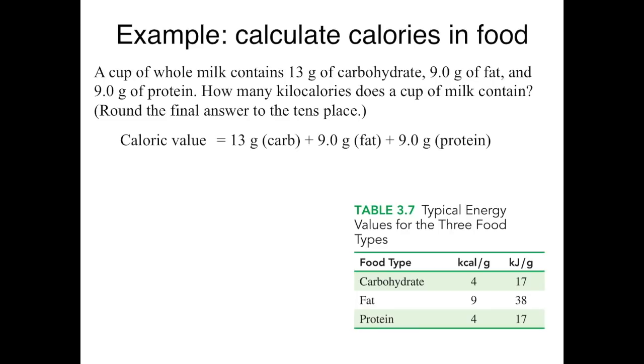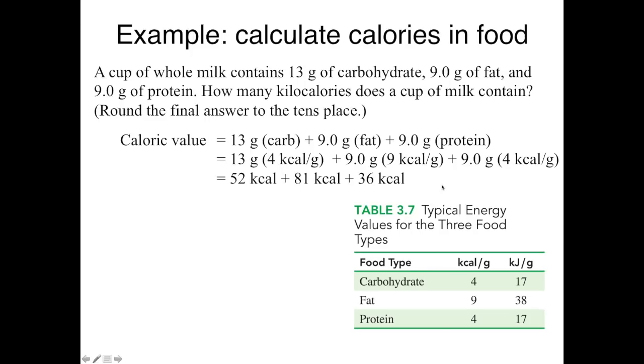So again, I first write my equation of summing up each of the individual macromolecules, carbs, fat, and protein: 13 of carb, 9 of fat, 9 of protein. Plugging in the energy values. Remember that carb is 4 kcal per gram, fat is 9 kcal per gram, and protein is 4 kcal per gram. When you multiply this out, the grams and grams cancel, giving you units of kcal for all three numbers. Then simply sum those numbers up. It says to round your final answer to the tens place, so we have 170 kcal.